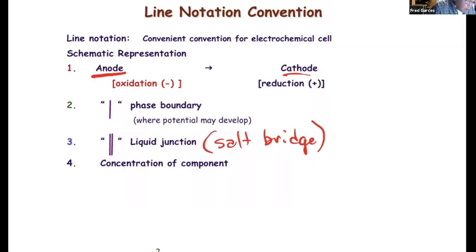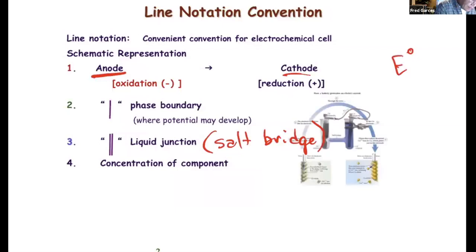The concentration of the component is generally important. That way you have information on what's going on. And if the concentrations are not supplied, then you can assume, especially if you see the superscript zero, that it's 1 molar, because standard state requires that it be 1 molar.